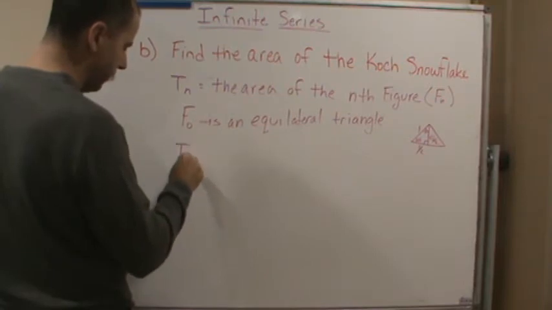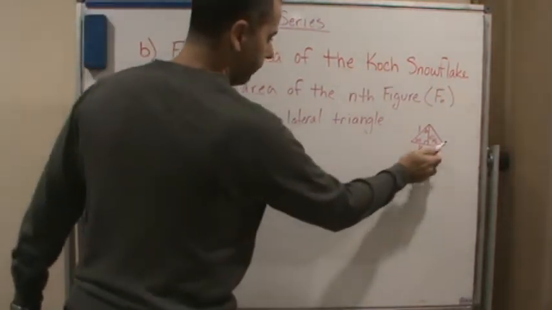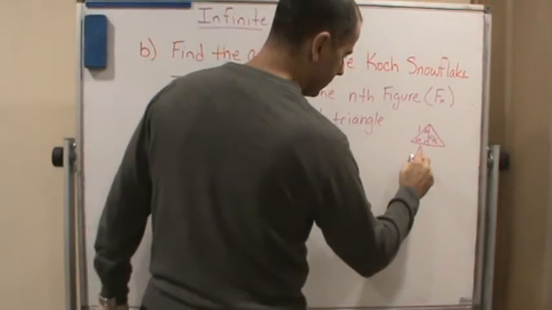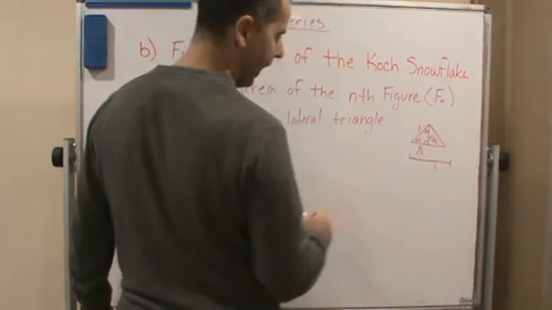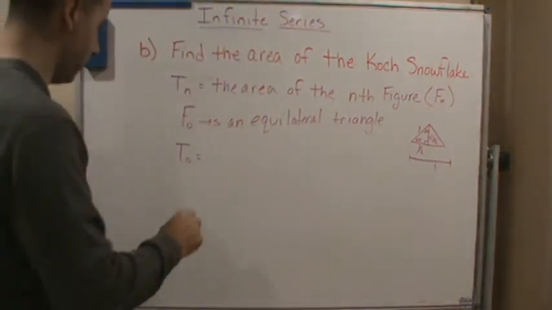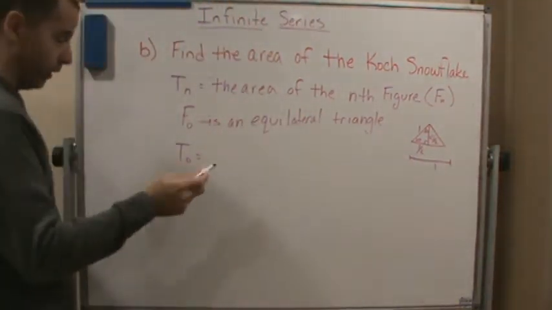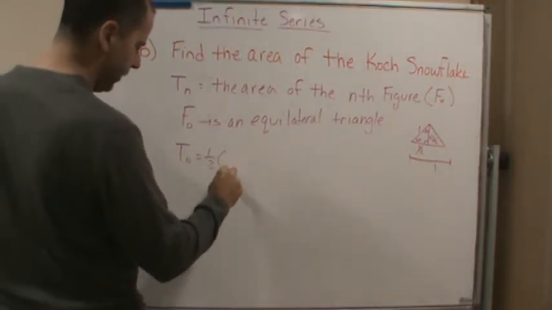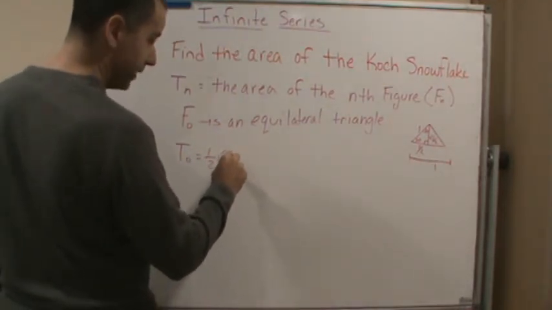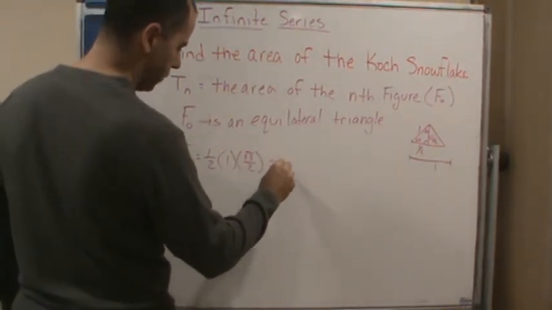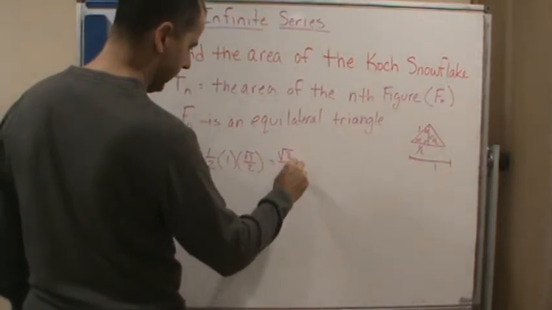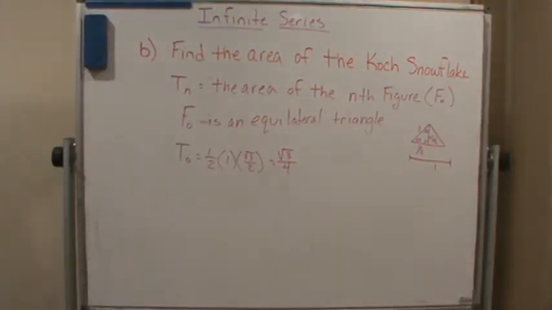Okay, so now T sub 0 is the area of this triangle, which means that this is the base, which is 1, and the height is square root of 3 over 2. So the formula for the area of a triangle is 1/2 base times height. So it's going to be 1/2 times the base, which is 1, times the height, which is the square root of 3 over 2, which gives us the square root of 3 over 4 as the area of the first figure, f sub 0. All right, good.